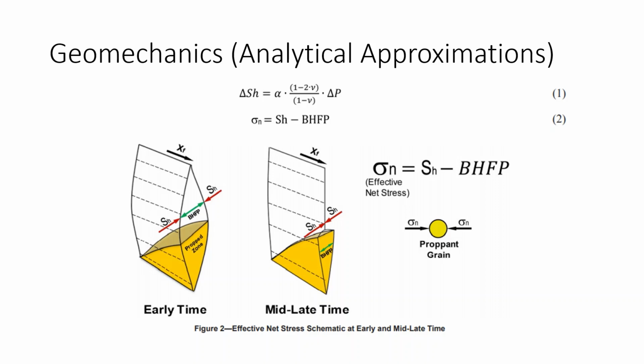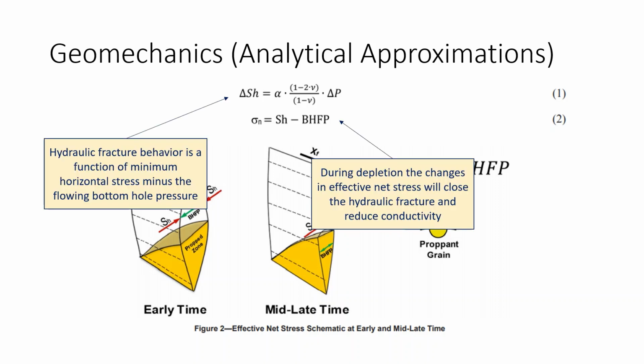So the hydraulic fracture behavior is a function of minimum horizontal stress minus the flowing bottom hole pressure. And during the depletion, the changes in effective net stress will close the hydraulic fracture and reduce conductivity. It's the proppant grain that will provide the resistance, and that resistance won't occur if embedment happens.